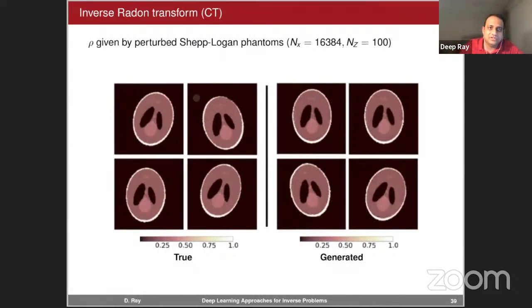Okay, so these are the training samples that I worked with. This is of dimension 16,000, much larger than the previous examples. But again, NZ we keep as 100. And then you train a GAN, and then you try to see what the GAN generates, and you find that the GAN actually generates pretty sharp images of the kind that it trained on. So the GAN is learning to generate samples which are similar to the training distribution. And now with this GAN, we plug it into a Bayesian update step, give it a noisy measurement, and see how well it does.